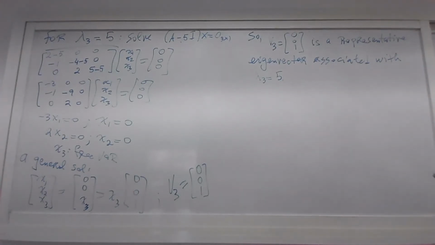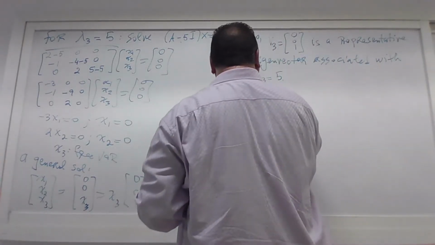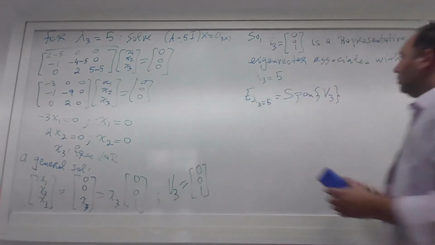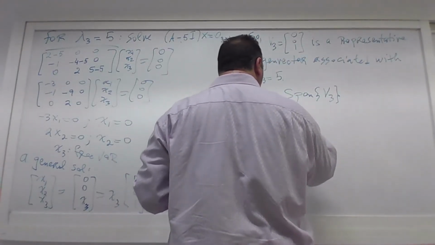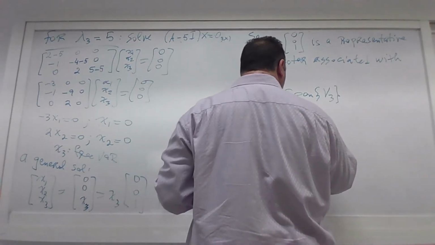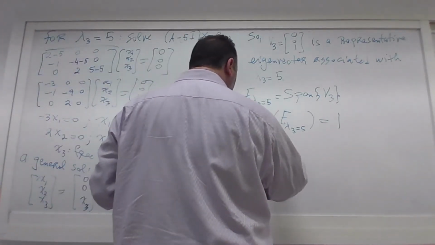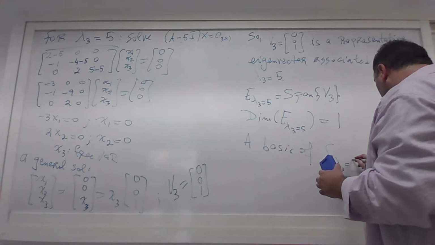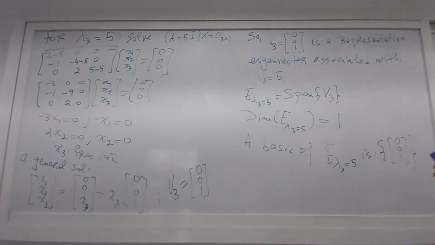So this is a basis for the eigenspace, and the dimension of the eigenspace is 1. So the eigenspace associated with this is just the span of V3, of 0, 0, 1. So the dimension of this eigenspace is obviously 1. We knew that from the beginning. The basis of the eigenspace is the vector 0, 0, 1. Okay, so that's it. We finished all the work.